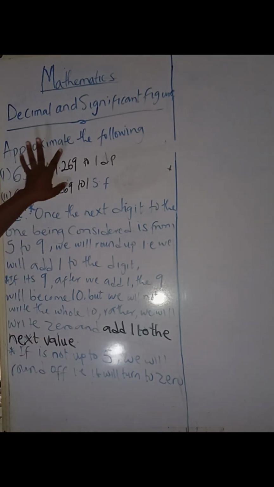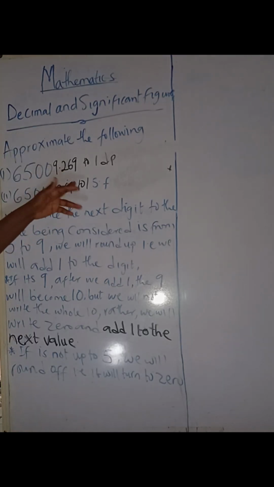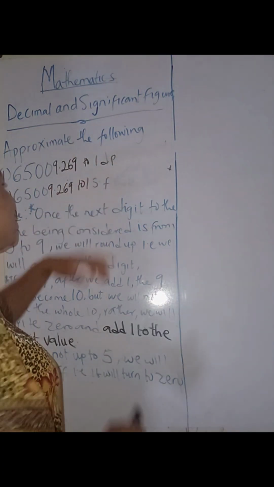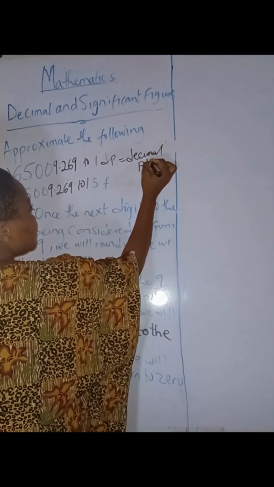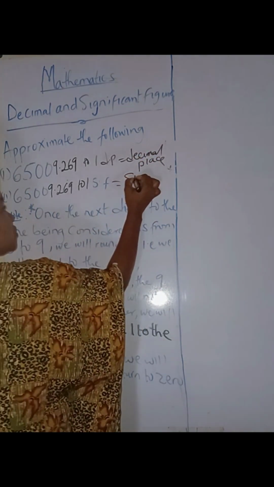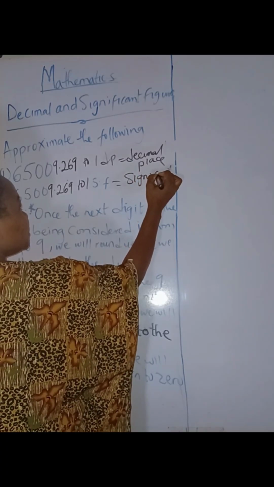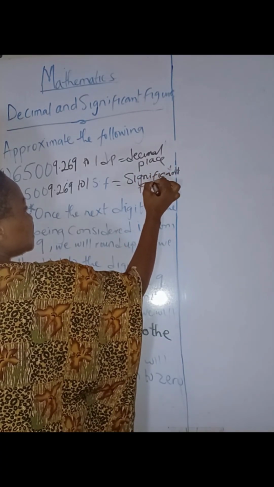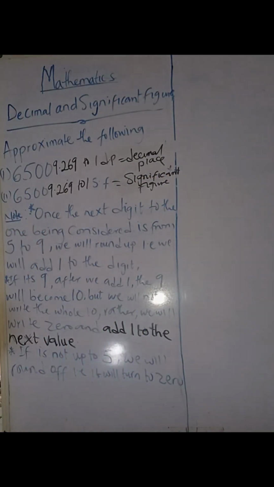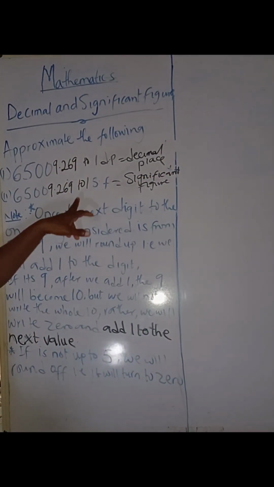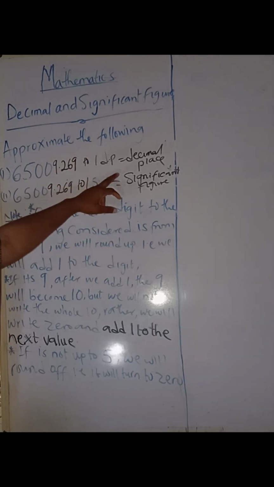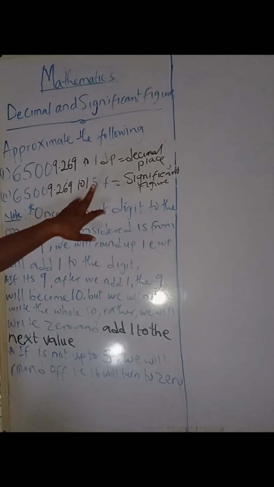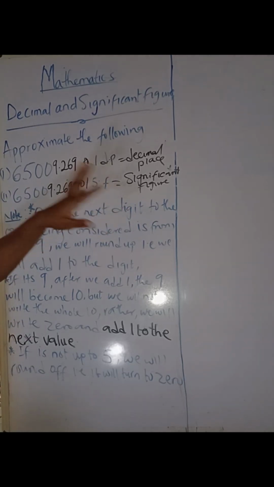So we have approximation. For instance, now we are asked to approximate 65009.269 to one decimal place. When you see DP like this, it means decimal place. And when you see SF, it means significant figure. DP, decimal place. SF, significant figure. So this one asks us to approximate to one decimal place, while the next question asks us to approximate to one significant figure.